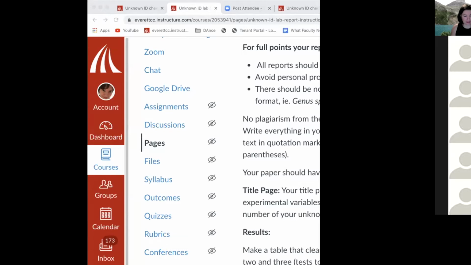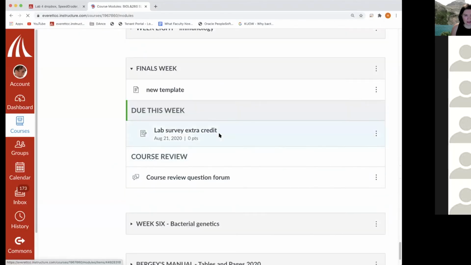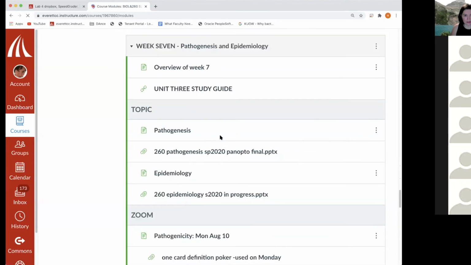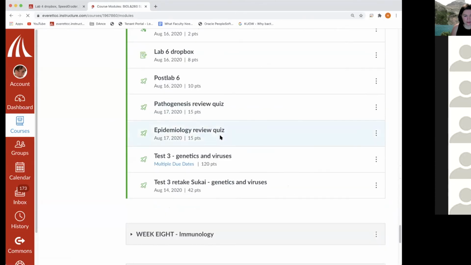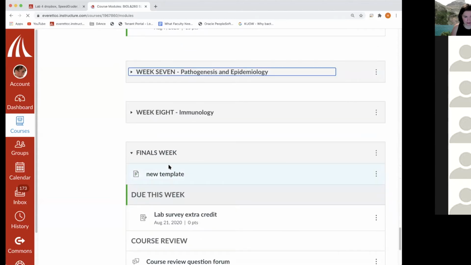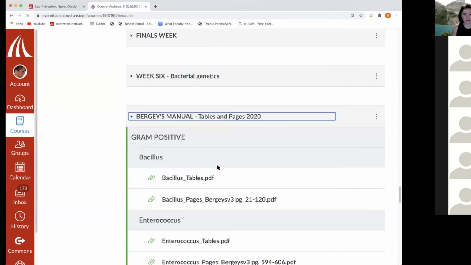So let me just share my screen. Okay, we are there. I think this is what I want. There we go. Let's go to the Unknown ID project module. Where is it? Oh, here it is. Sorry, the Burgies module.